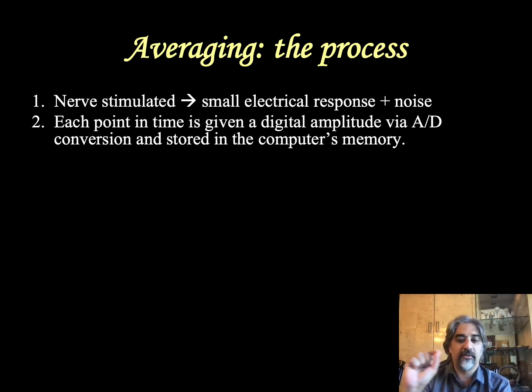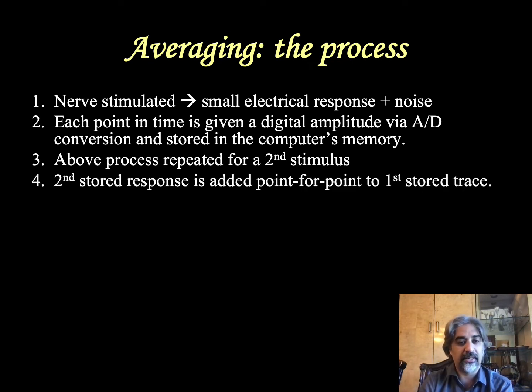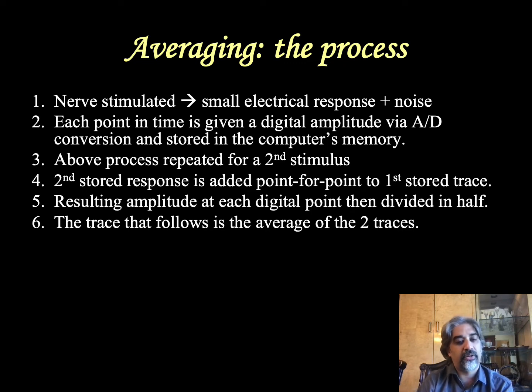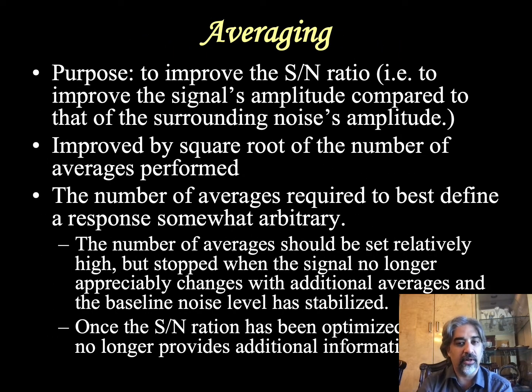Each point in time is given a digital amplitude via analog to digital conversion and stored in the computer's memory. This process is repeated for a second stimulus, and the second stored response is added point for point to the first stored trace and then divided by 2. The trace that follows is the average of the two traces. The purpose of this is to basically improve the signal to noise ratio.